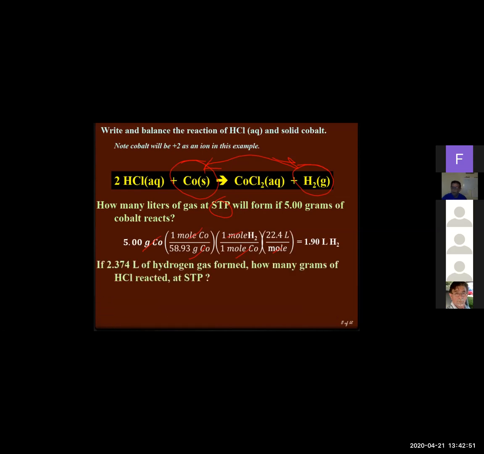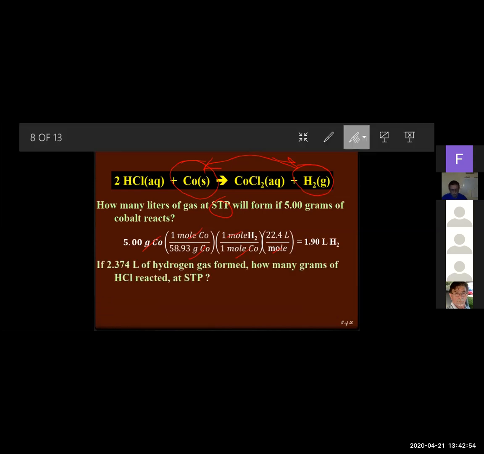Now, let me erase some of this here. We got too much stuff going on. Another example would be if 2.374 liters of hydrogen gas were formed, how many grams of hydrochloric acid reacted at STP? Now they're telling you how much hydrogen gas was formed, so they want you to back calculate to figure out how much hydrochloric acid actually reacted.